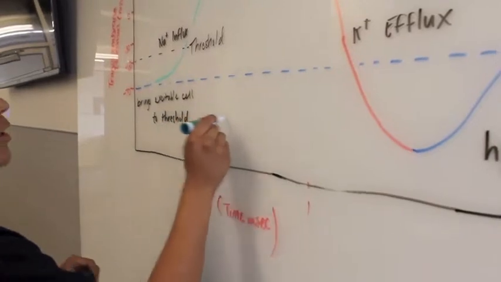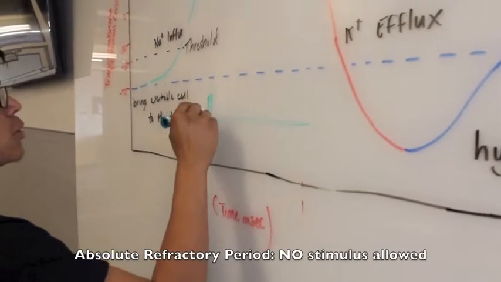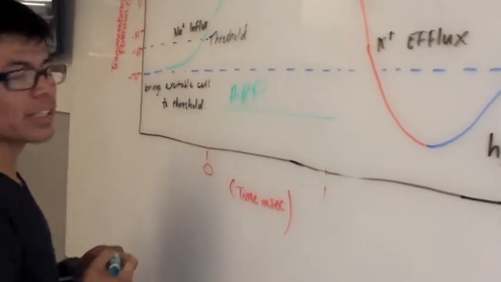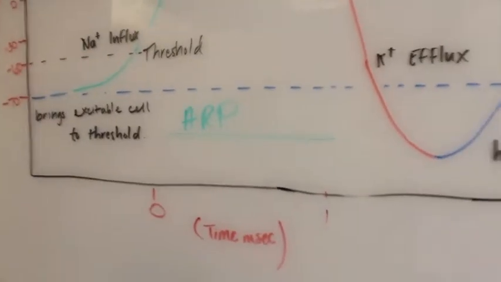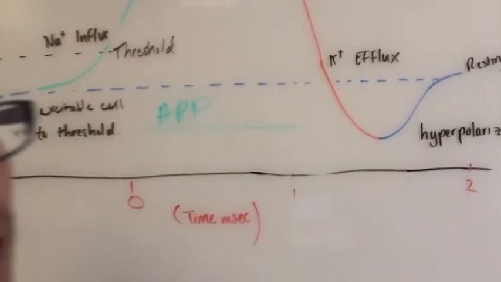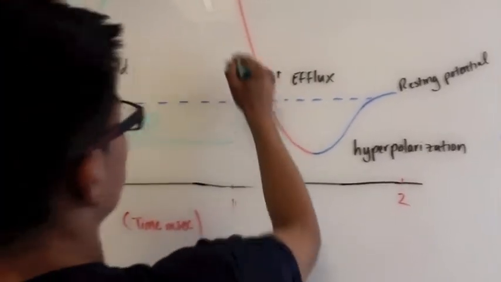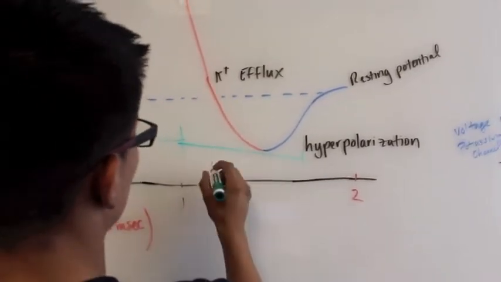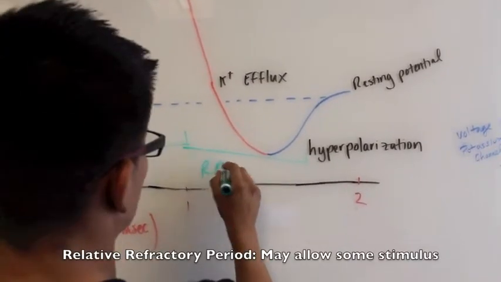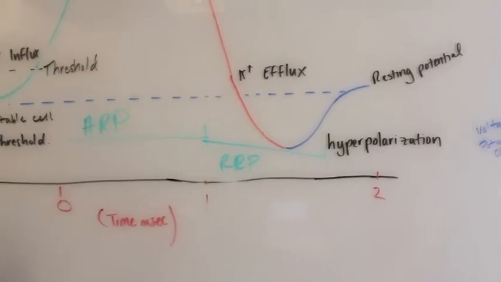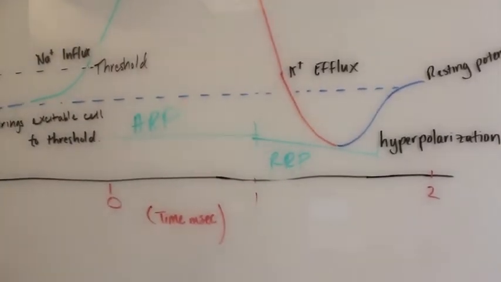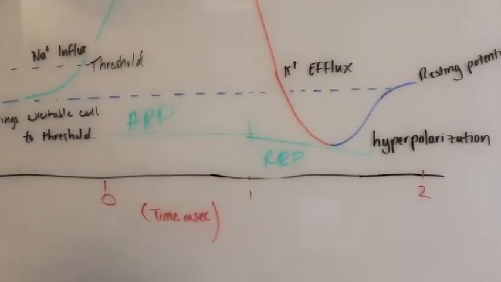So this period right here is known as the absolute refractory period. This means that no stimulus can occur because the cell is already undergoing an action potential. This part right here is called the relative refractory period, which means a stimulus may occur or may be accepted by the neuron.